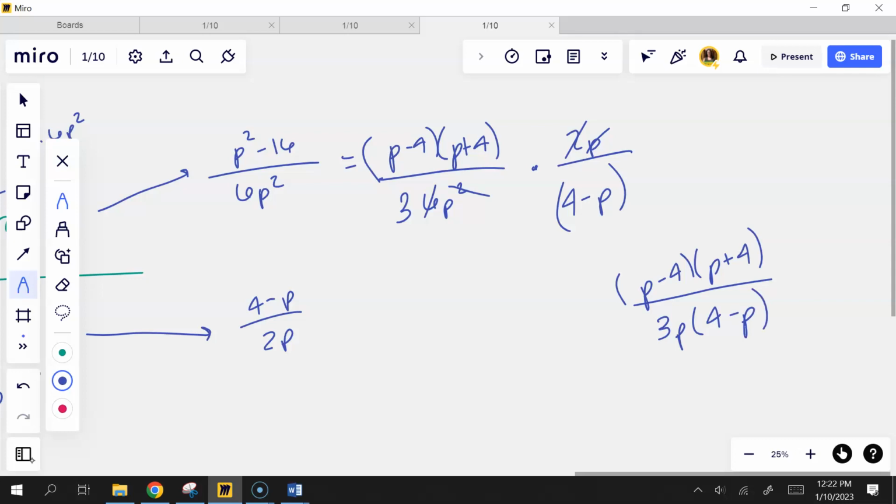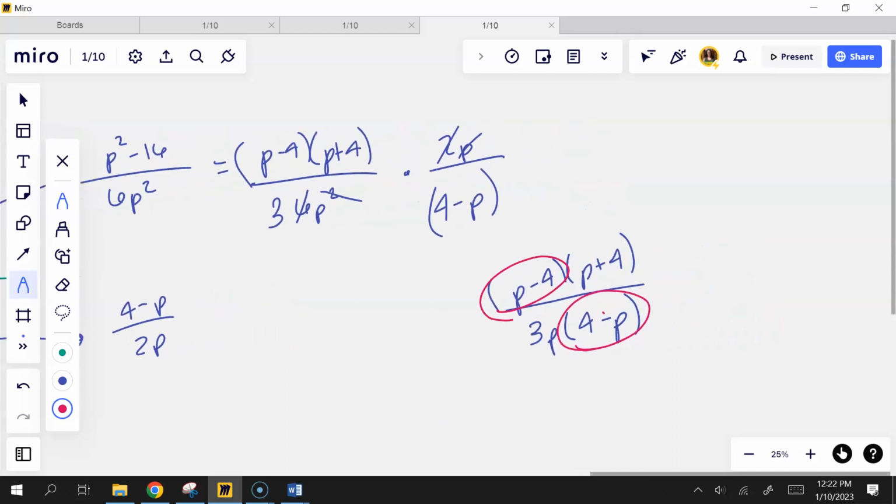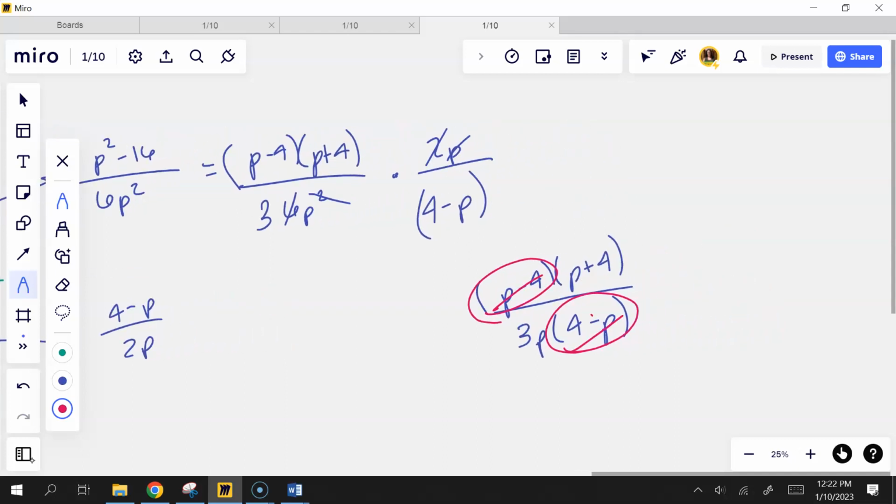That's right. Why? These are exactly the same. The only difference is they have completely opposite signs. The P is positive here, negative there; the 4 is negative here, positive there. So I take a negative 1 out, and they cancel, and it leaves me with negative 1 times P plus 4 over 3P. It leaves the negative 1.